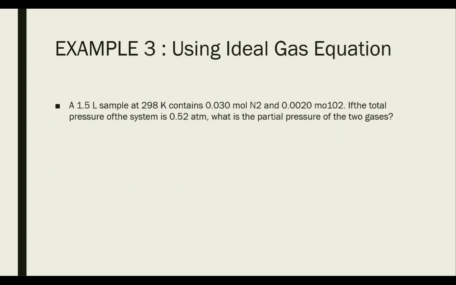Okay, let's look at the third example. This one we're going to use the ideal gas equation. A 1.5 liter sample at 298 K, which is your temperature, contains 0.030 mole of nitrogen gas and 0.020 mole of oxygen. Sorry for the typo. I forgot to write down N2, with the 2 as the subscript, so that's why it appears that way. If the total pressure of the system is PT equal to 0.52 atm, what is the partial pressure of the two gases?